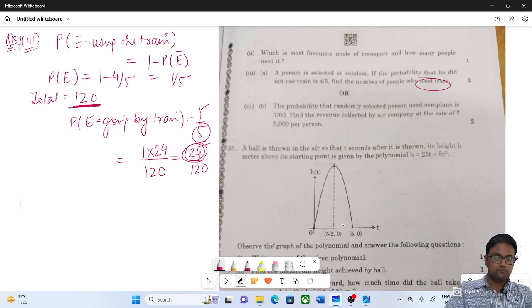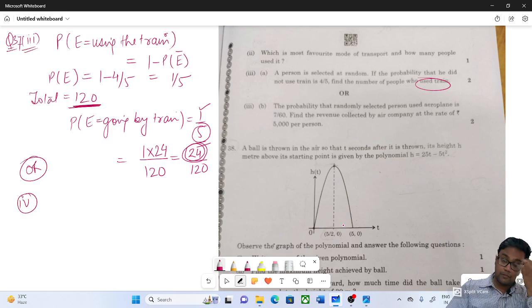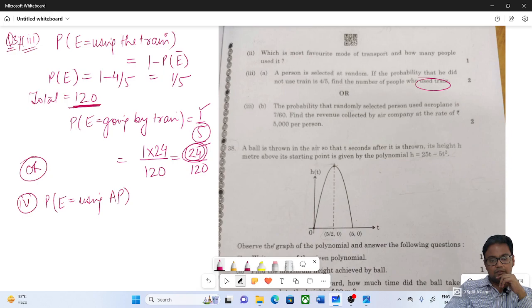Okay, part 4th. It is not part 4th actually, it is the option given to you in the 3rd part. The probability that a randomly selected person uses the aeroplane is 7/60. The probability of using the aeroplane is 7/60, but we have 120 people in total. So if we multiplied 60 by 2 to get 120, then at the top we have to multiply by 2. That is, 14 people like the aeroplane.